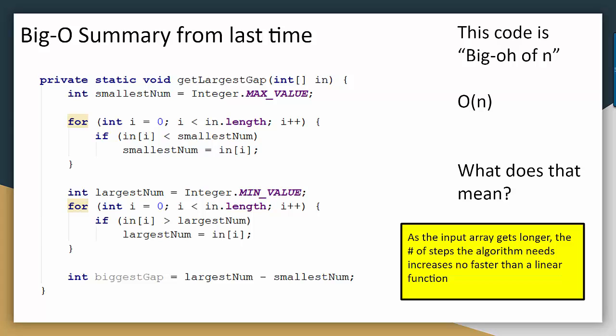And it's putting an upper bound on the growth. So it's not actually saying that it grows like a linear function. It's saying that it doesn't grow faster than a linear function. So it's sort of like a less than or equal to sign.